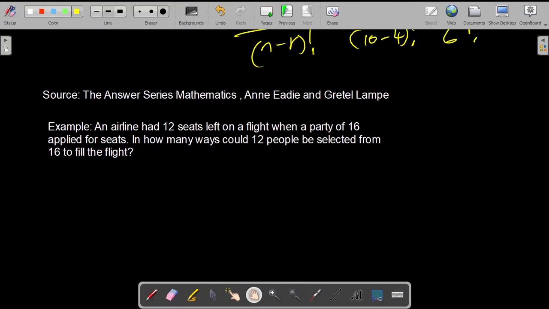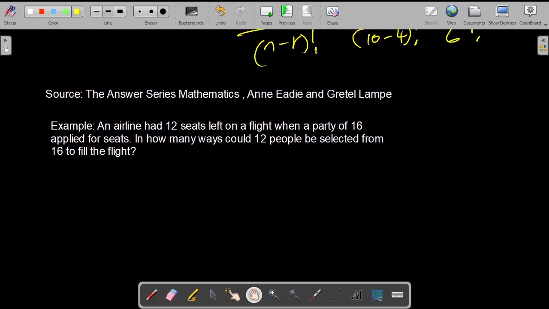Now, in the last example, there's a change and we have to deal with that in a different way. And here's where the change actually comes from. It says an airline had 12 seats left on a flight when a party of 16 applied for seats. In how many ways could 12 people be selected from 16 to fill the flight? Right? So let's read that again. We have 12 seats, 1 up to 12, and we have 16 people, so 16 options. And these people have to fill up 12 seats.